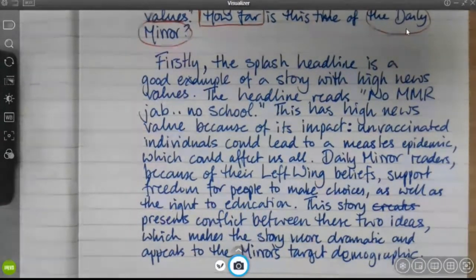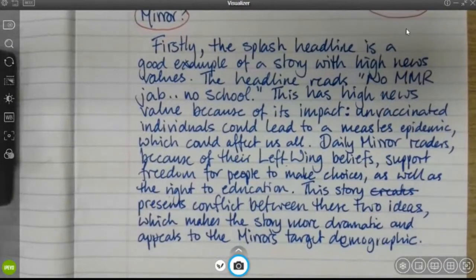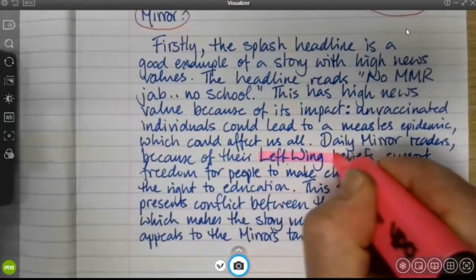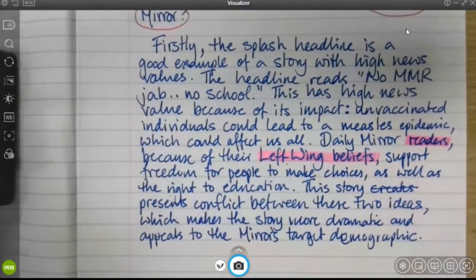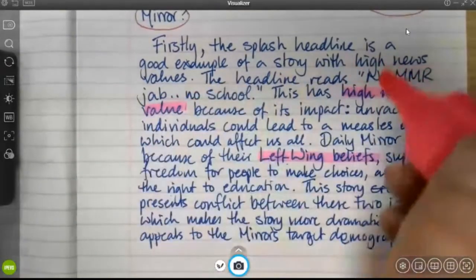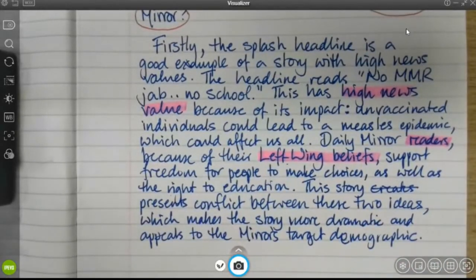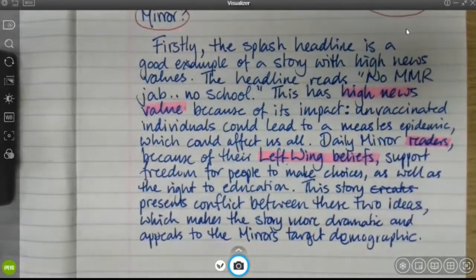Now, let's have a look back over this paragraph. I'm quite happy with this paragraph. Now, the three things, if you remember from the mark scheme that we're looking at here, is first of all, we're looking for reference to theory. So let's have a look. We've got left-wing beliefs. We're talking about the Daily Mirror readers. We're talking about the idea of high news values here. So we're applying the theories that we have learnt in class to understanding and analysing this. And that's all you really need to do to make sure that you get those marks.